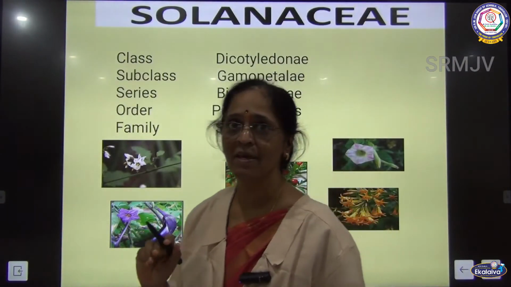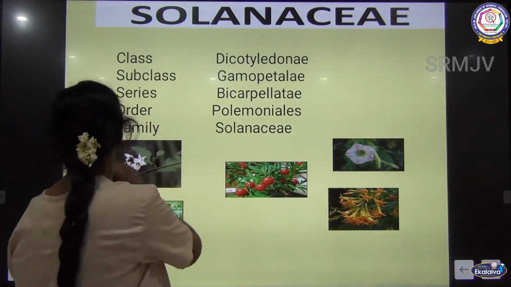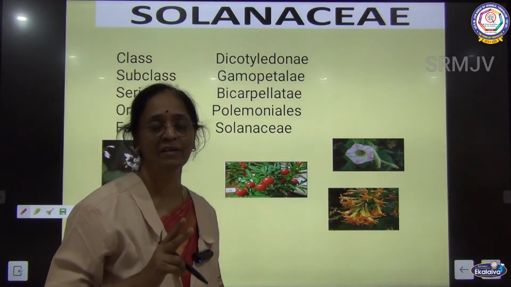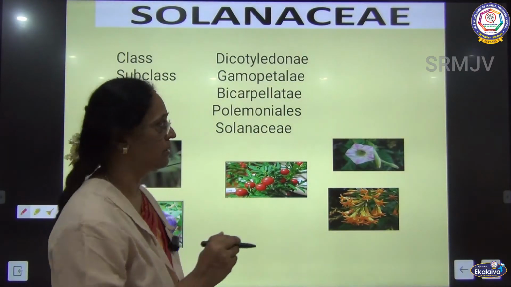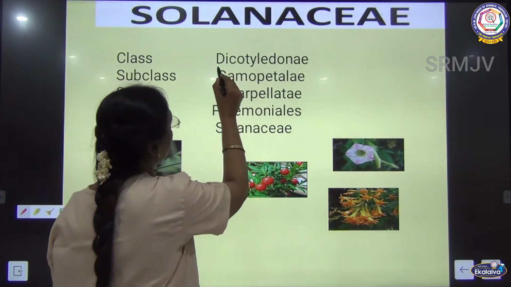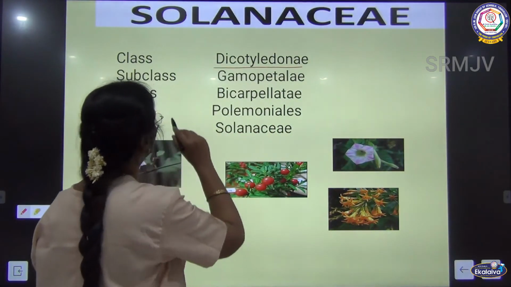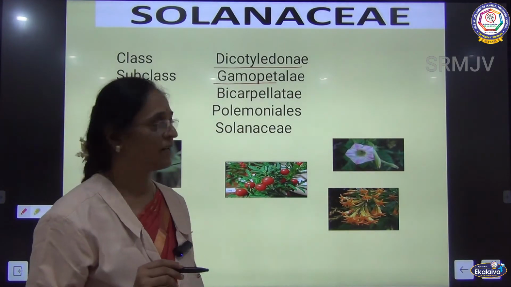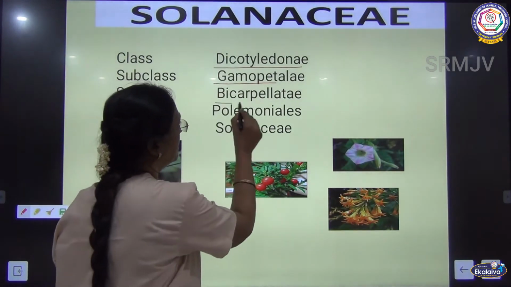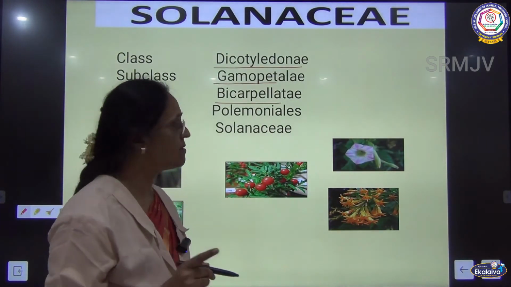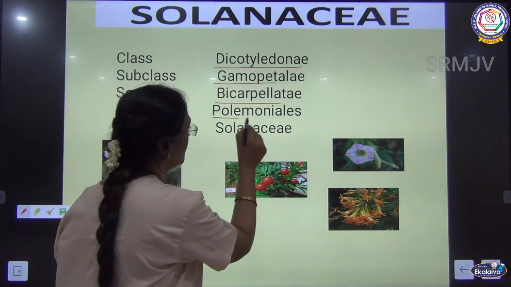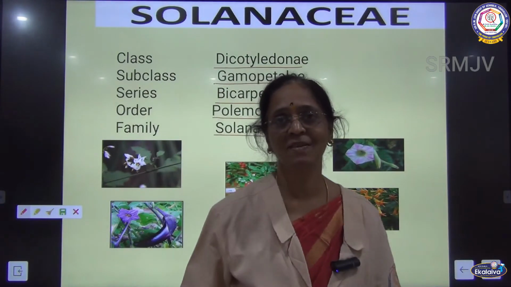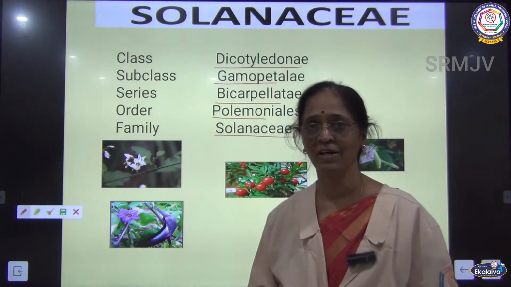Now, this Solanaceae belongs to the class Dicotyledonae. We said we are going to see 2 of Dicotyledonous and 1 from Monocotyledon. So, here you will find that the class Dicotyledonae, subclass Gamopetalae. Gamo is what, fused petals they have, and Bicarpellate having 2 carpels, and order is Polemoniales, and the family is Solanaceae. And this family, we said that it is normally called as a potato family.